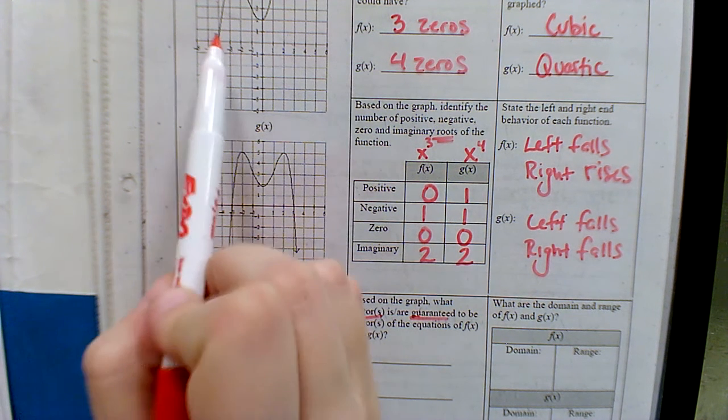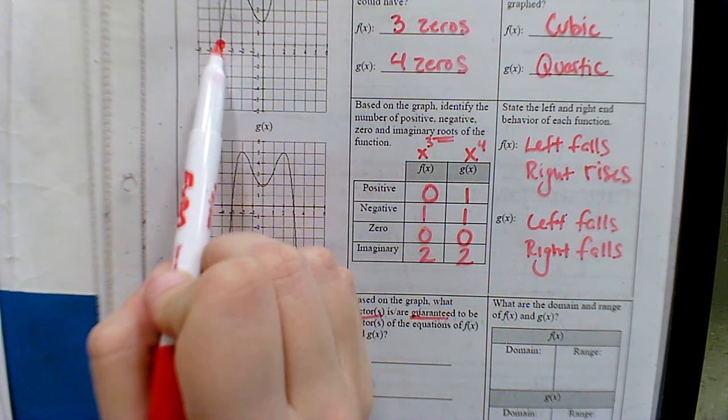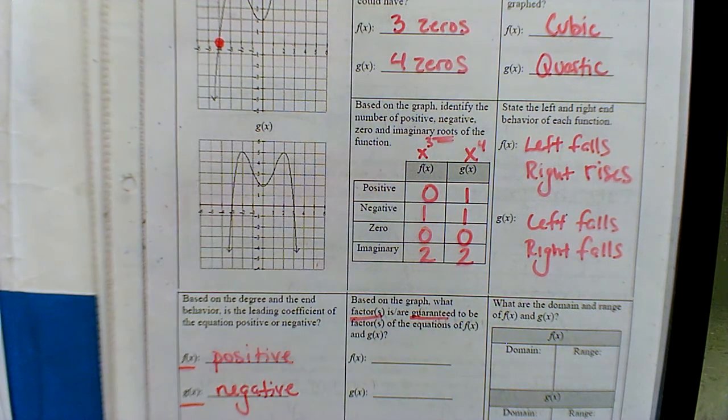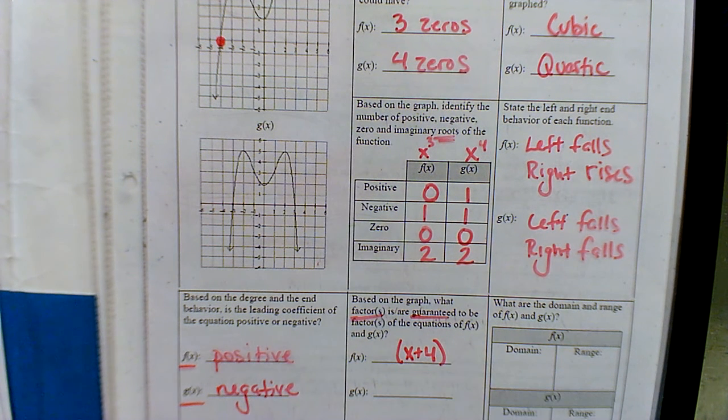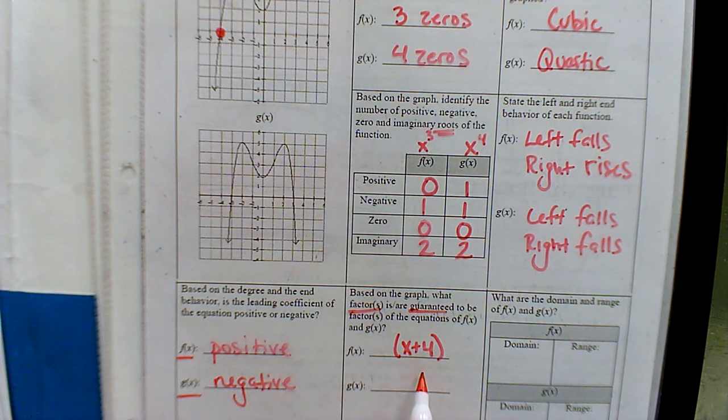The x-intercepts. All right, so we said we had one x-intercept on the f of x graph. What would the factor look like? X plus 4. Since that is the only x-intercept, that's the only factor we are guaranteed to have. There might be some other ones, imaginary ones, right? But this is the only one that we are guaranteed to have based off the graph.